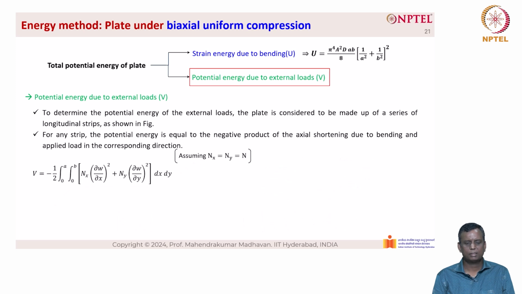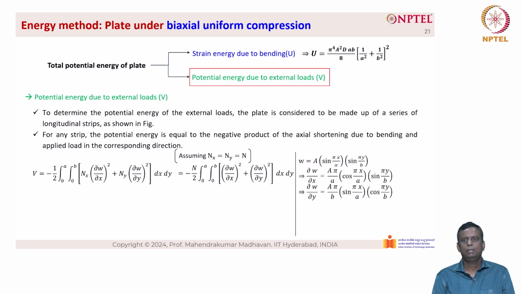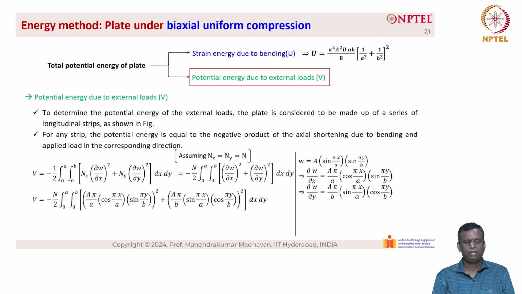Now, this can be further simplified assuming that Nx equals Ny equals N, and this equation can be written as V equal to minus N by 2 into integral 0 to A, integral 0 to B [(∂W/∂x)² + (∂W/∂y)²] dx dy. Now, let us differentiate with respect to x. So, ∂W/∂x equals A into pi by A into cos(pi x by A) into sin(pi y by B), and ∂W/∂y equals A into pi by B into sin(pi x by A) into cos(pi y by B). We can substitute both these values into the potential energy equation and we get a big equation here.